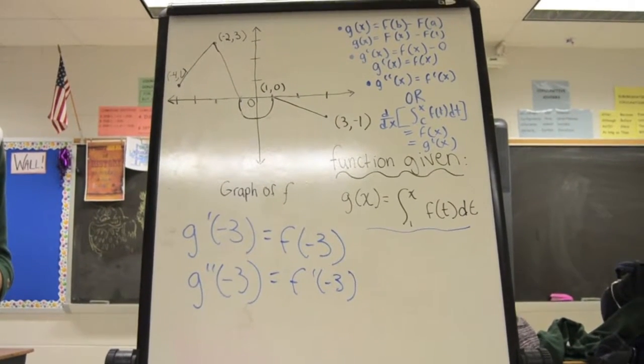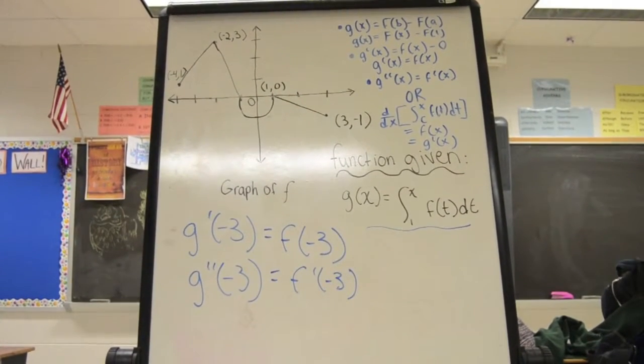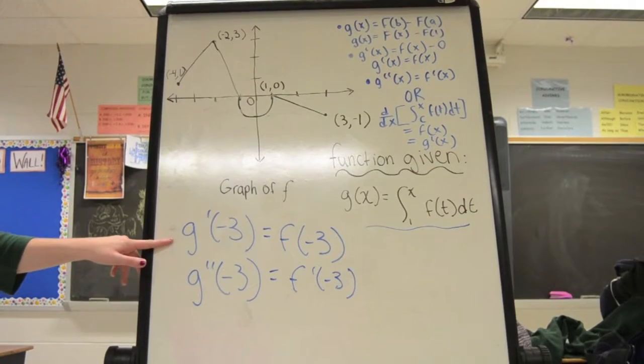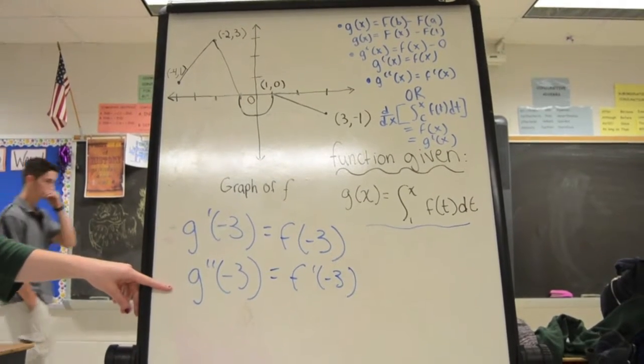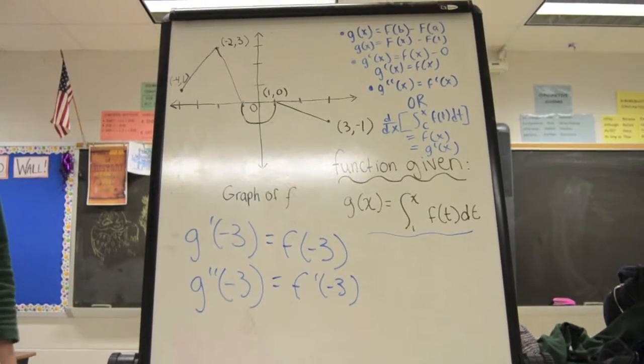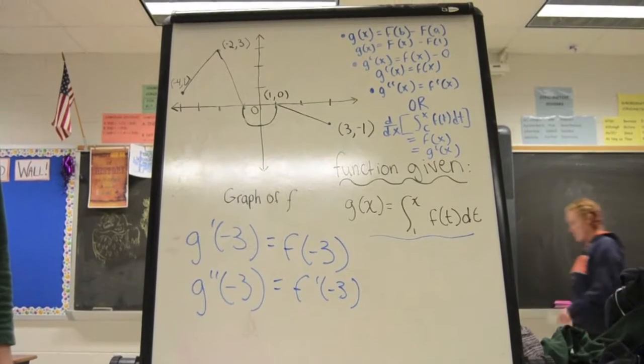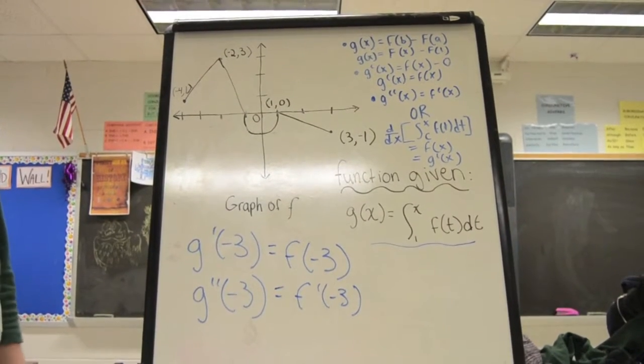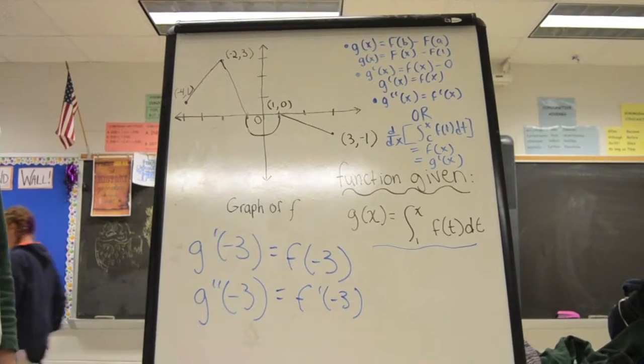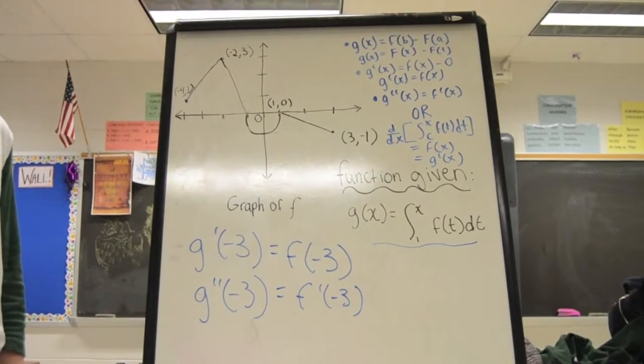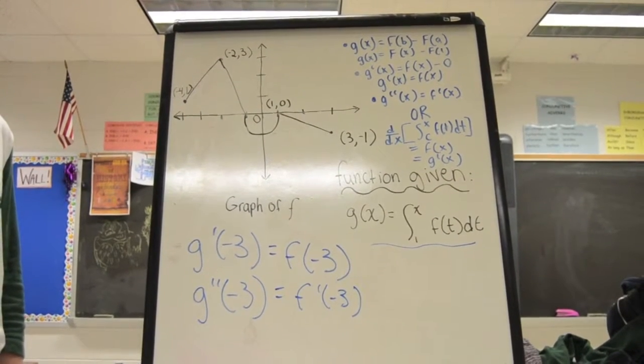Part B asks you to find the values of g prime of negative 3 and the second derivative of g of negative 3, or state that it does not exist. To complete this part, you must understand the relationship between f and g of x. Recall the fundamental theorem of calculus to relate these variables.